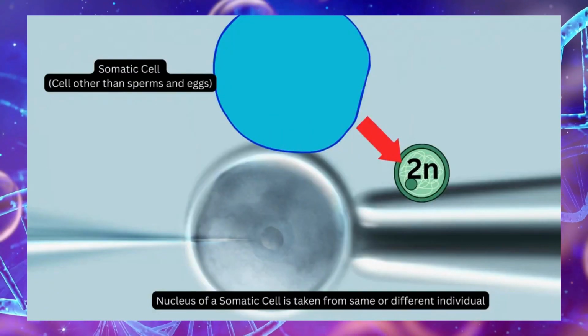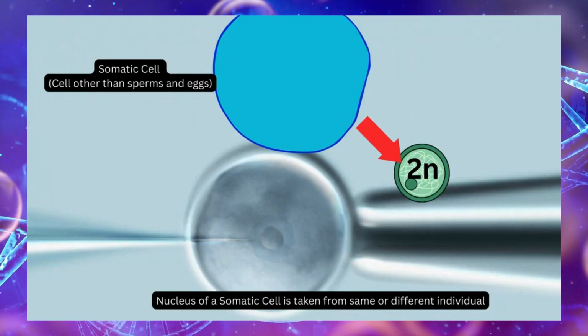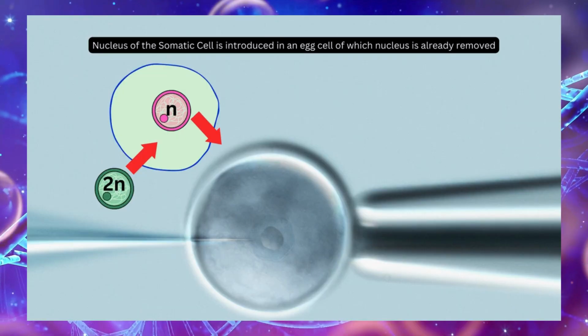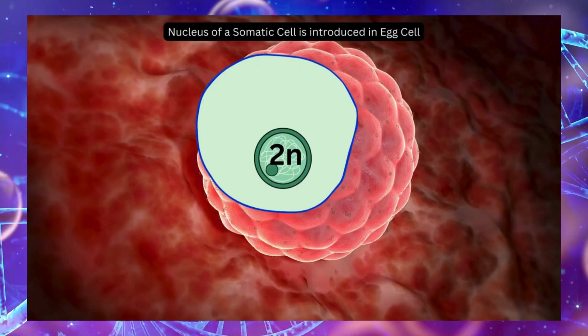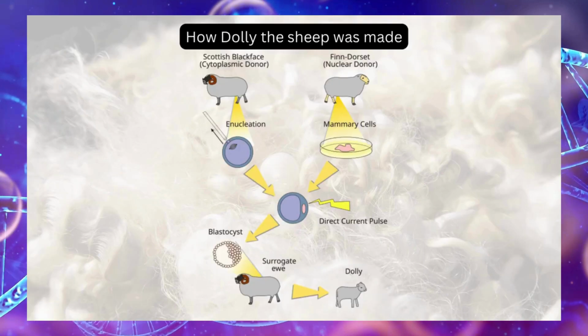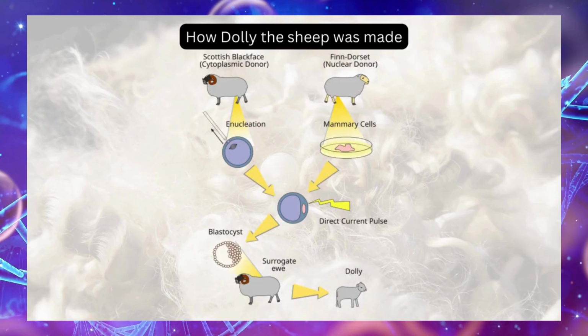Somatic cell nuclear transfer is a method where the nucleus of a somatic cell is transferred into an egg cell that has had its nucleus removed. The egg then develops into a genetically identical organism. That's how the famous sheep Dolly was developed.